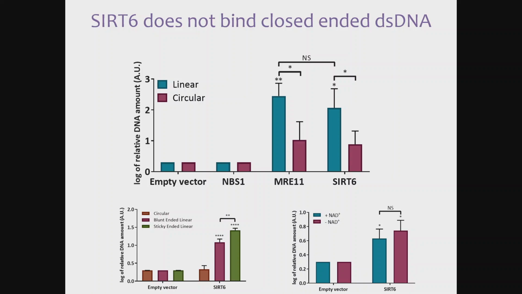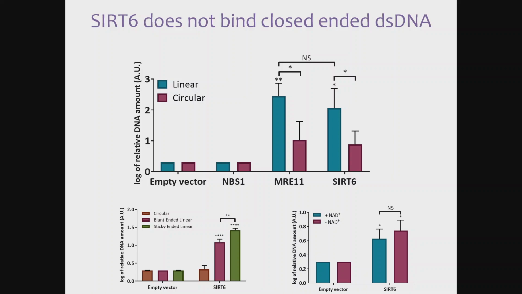And you can see here that MR11, that is the other DNA-recognizing sensor, and SIR6 both bind the linear DNA, but not the circular DNA. This is in log. So we have very nice affinity only for broken DNA. We have exactly the same sequence as the circular DNA, but it doesn't bind.